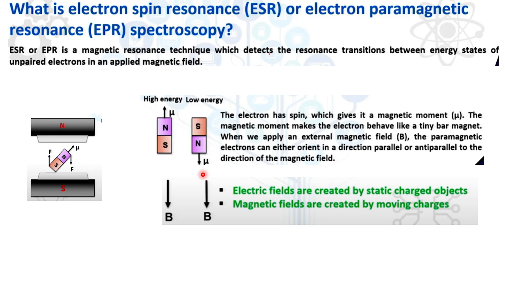Now, electric fields are created by static charged objects and magnetic fields are created by moving charged objects. Since the electron is moving, that's why a magnetic field is generated. Now, when there is the orientation in parallel and antiparallel direction, in that way it is generating the splitting of the electron.